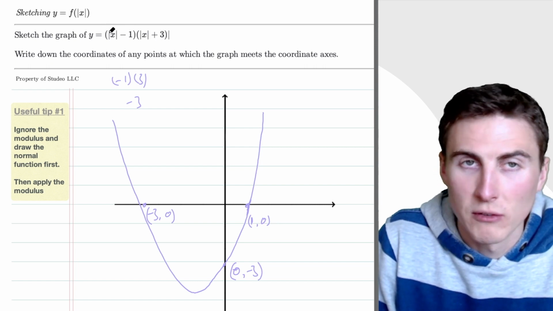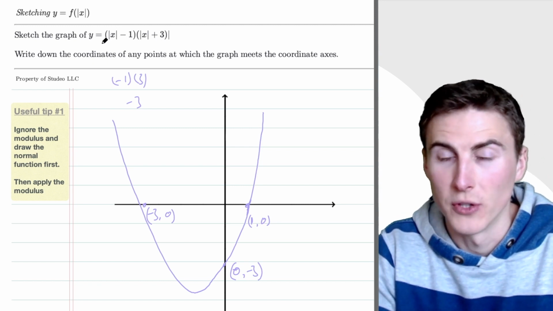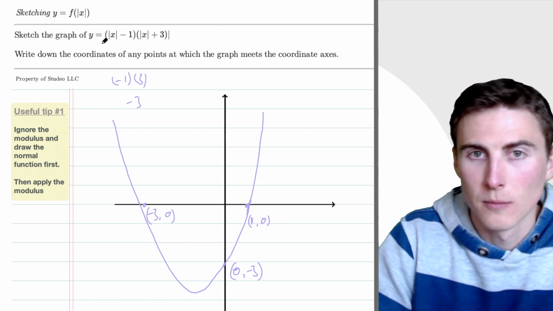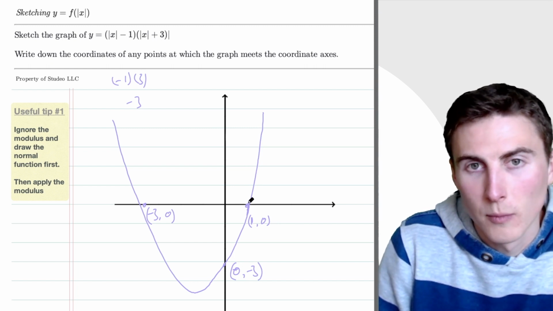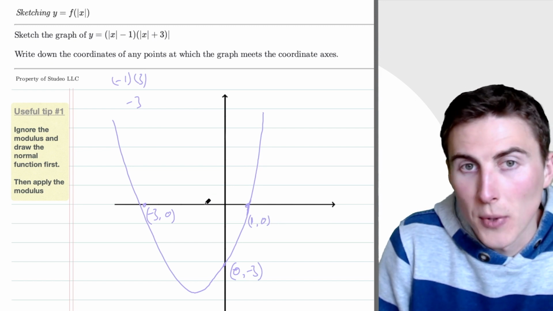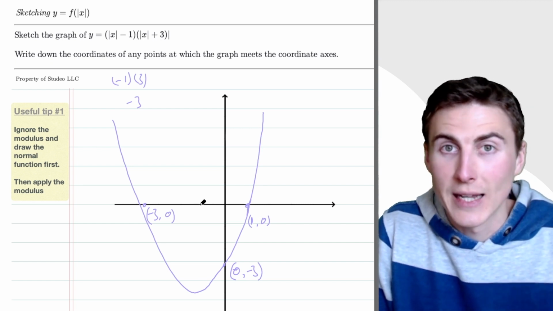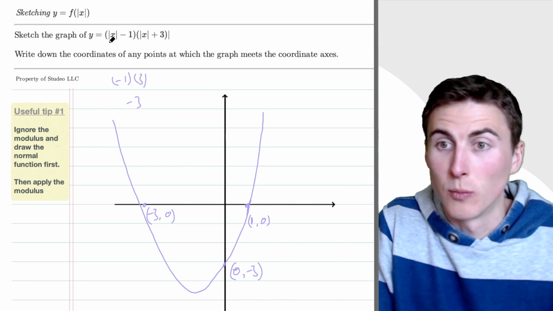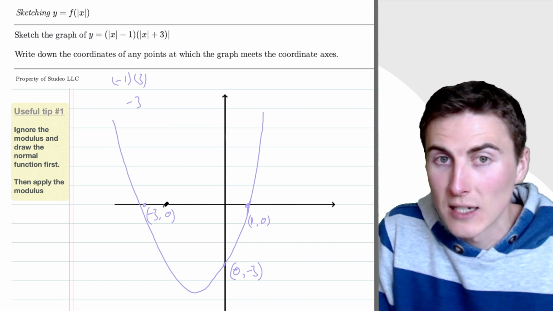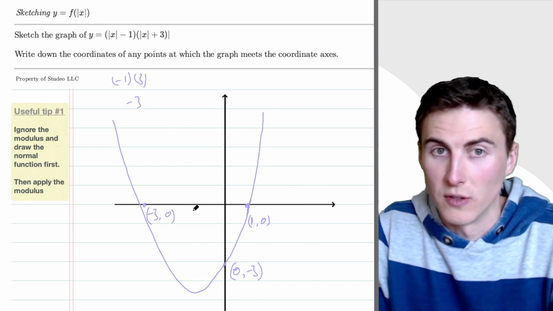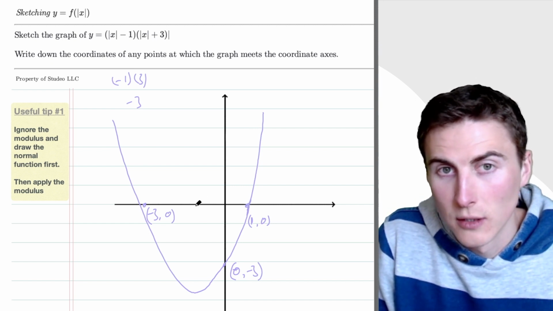So if the modulus is only around the x, it basically means that if you put in a negative x value, it will output the same thing as if you'd put in a positive x value. So what I mean by that is, if I put in positive 1, I get an output of 0. But if I put in negative 1, I will also get an output of 0, because when I put in negative 1, its modulus is turned into positive 1. So from the perspective of the function, whenever I put in a negative number, it looks like I'm putting in the positive number. So when I put in negative 1 over here, it will still give me 0.